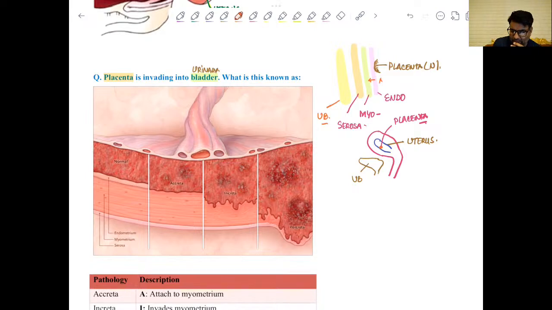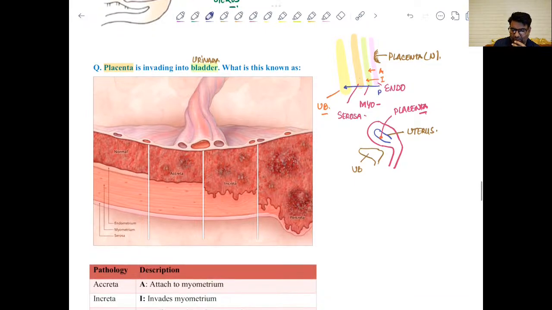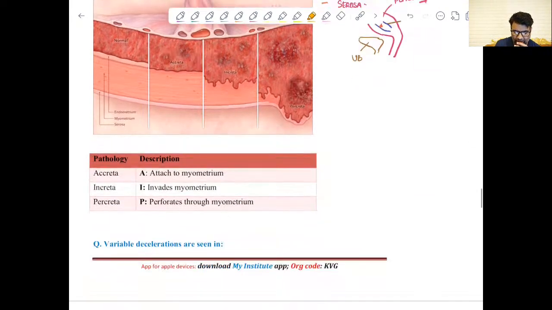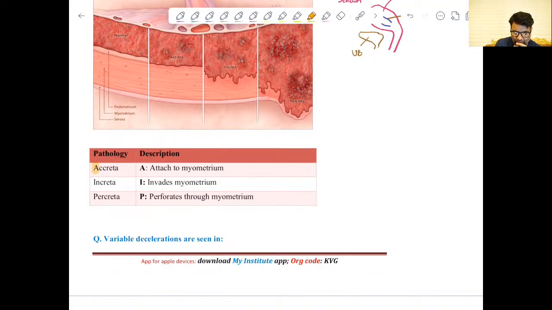myometrium. This is accreta. Then it can invade myometrium, it becomes increta, and sometimes it can go through the muscle of the uterus till the urinary bladder, that is percreta, right? So accreta, increta, percreta, and you can take the initial word. So A for attachment to myometrium, I for invasion through the myometrium, and P for perforation through the myometrium. So all the terms you can discuss in relation to myometrium.